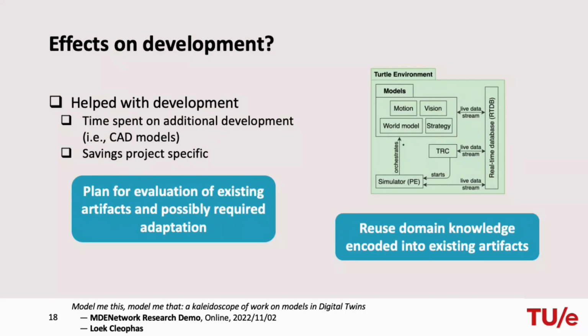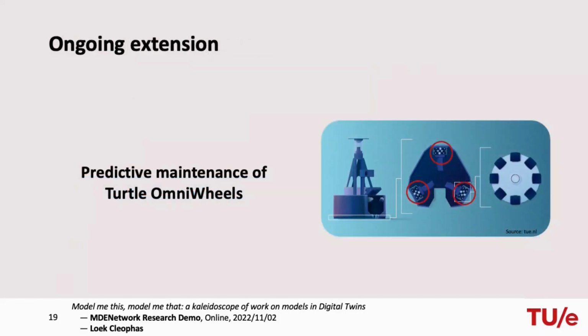And we realized that we benefited in this case study a lot from the fact that these artifacts and models and software for the existing system were quite mature. This was 12 years in the making, so there was a lot of domain knowledge encoded in these existing artifacts, which made it easier to reuse. We have an ongoing master's assignment looking at predictive maintenance of the omni wheels of these turtle soccer robots. Please ask in the Q&A if you want me to say a bit more about that.